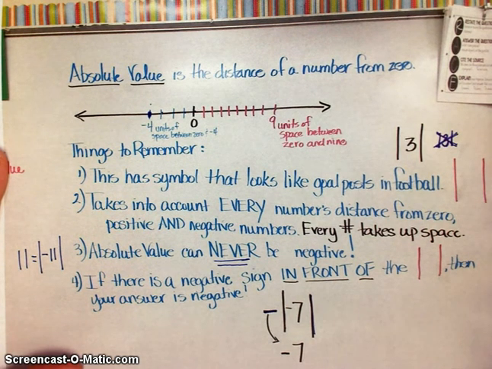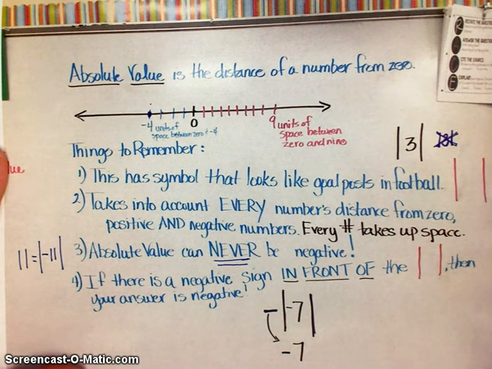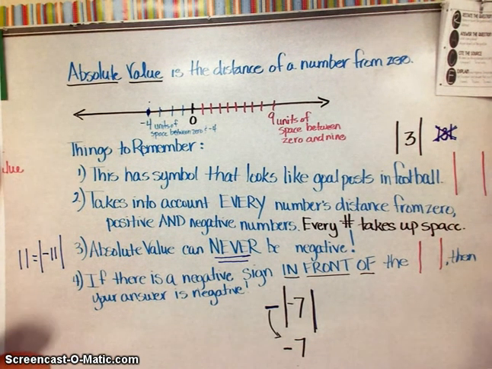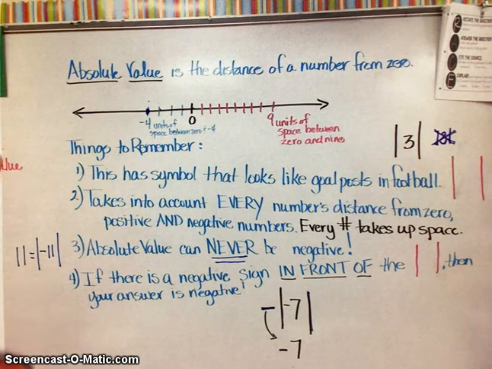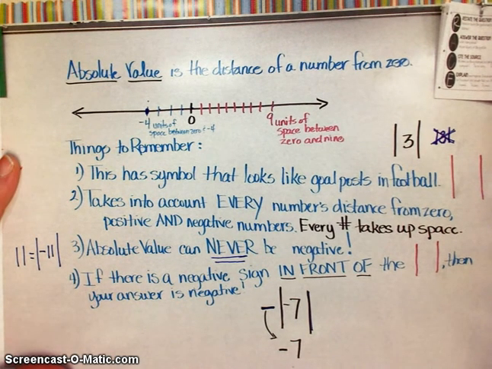The second thing I wanted you to remember is that absolute value takes into account every number's distance from zero, be it positive or a negative number, because every number takes up some space between itself and zero. Remember the example of, if I told you I ran 2 miles, would it make any sense for me to tell you that distance was -2? No, that just doesn't make any sense. Every single number, be it a positive number or a negative number, takes up some amount of space, and it has units between it and zero that we have to account for.